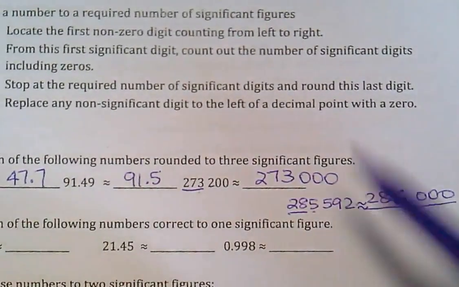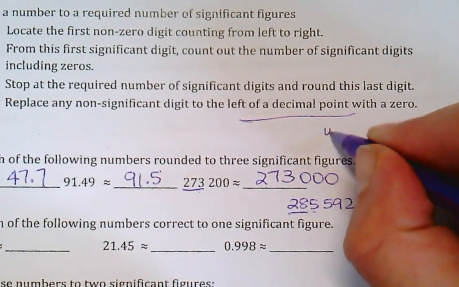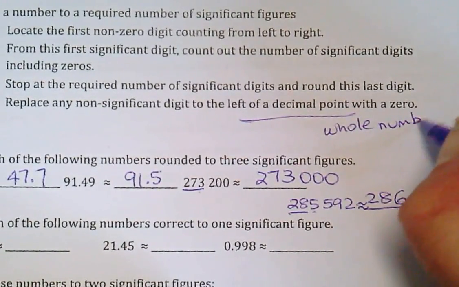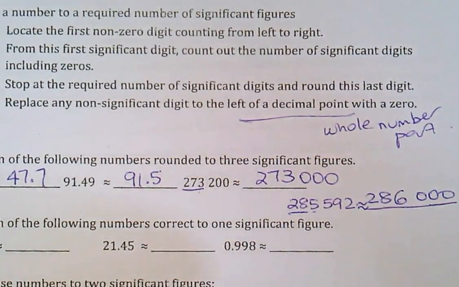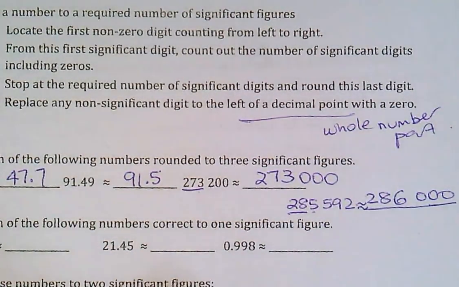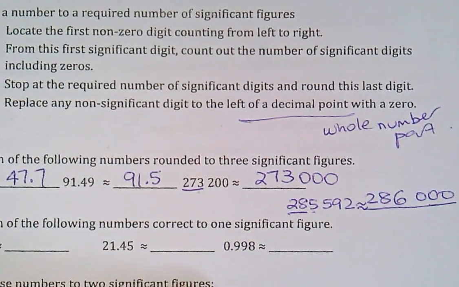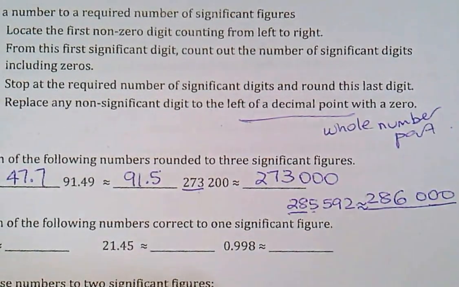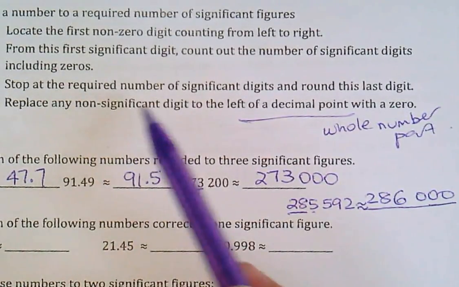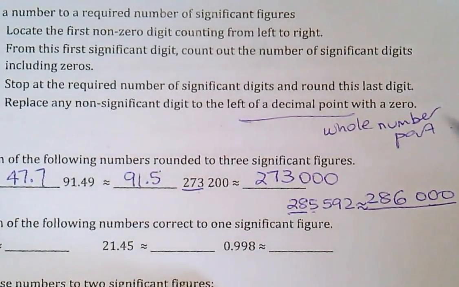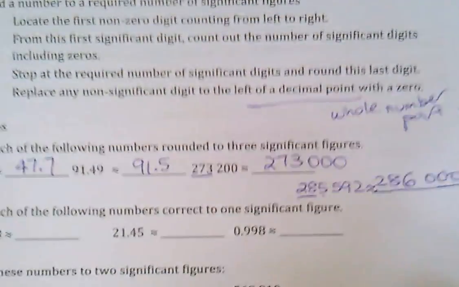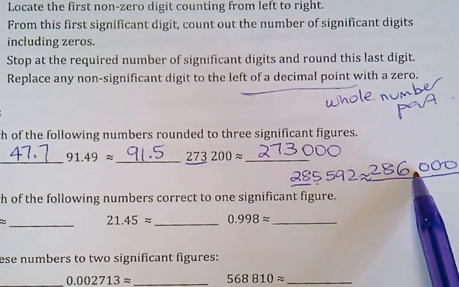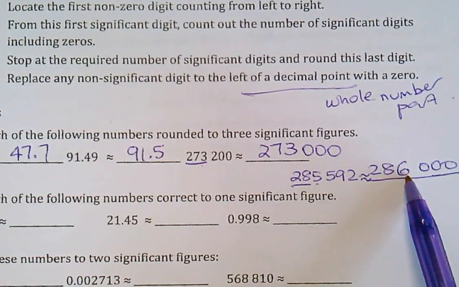Oh, to the left of a decimal point. In other words, in a whole number. In the whole number bit. There you go. Replace any non-significant figure to the left of a decimal point. Where's the left of a decimal point? It's the whole number part. The right of a decimal point is the decimal part. In other words, if you've got whole numbers, replace any non-significant digit in a whole number with a 0. We're just interpreting the rule. But do you get this idea? I want 280 something.